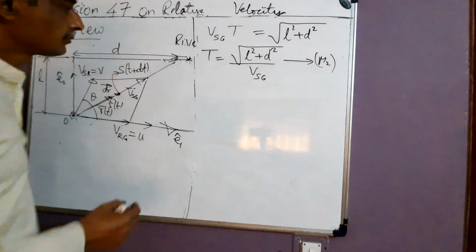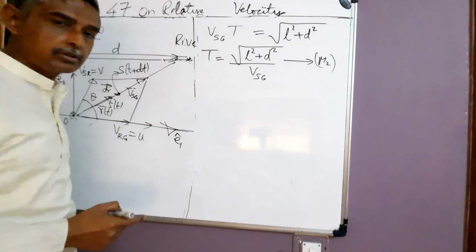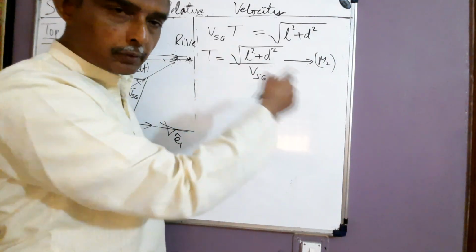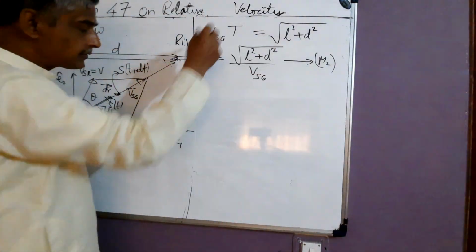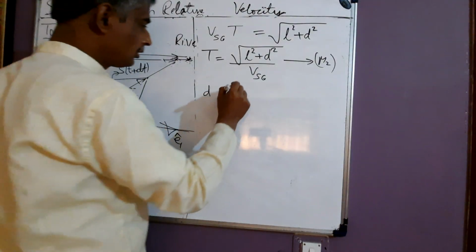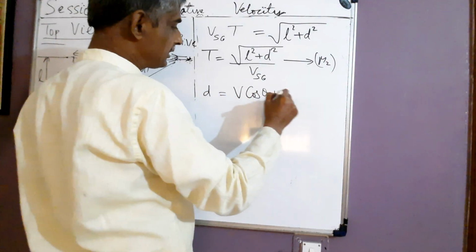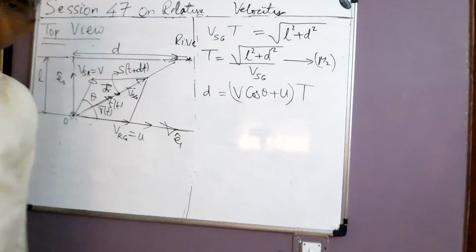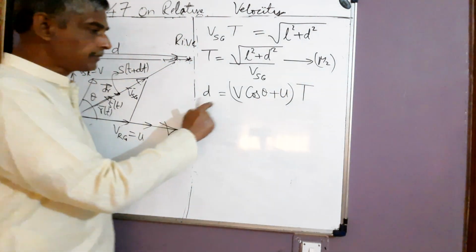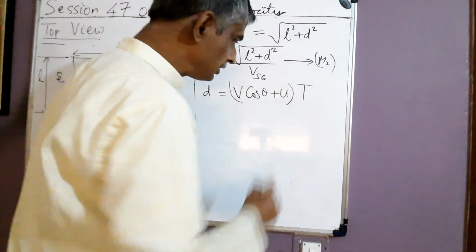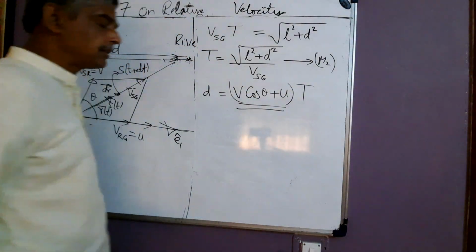Now, one more thing. You would like to know the value of drift. In the equation which I just wrote, if we equate the coefficients of E1 on both sides, left side the coefficient of E1 was D, and right side it was V cos theta plus u into T. This is the drift of the swimmer while crossing the river. D is equal to V cos theta plus u into T. This is the final value of drift.